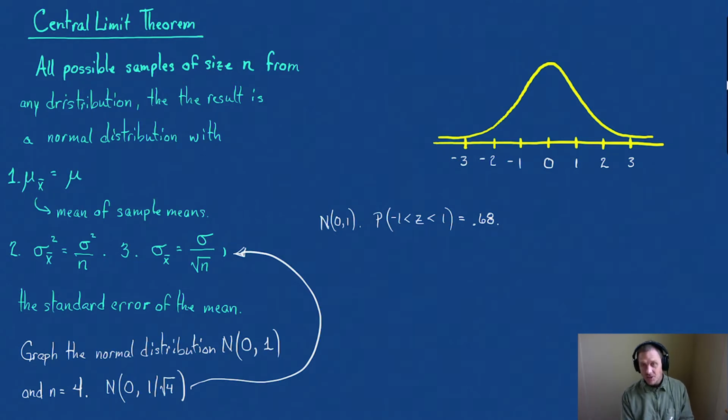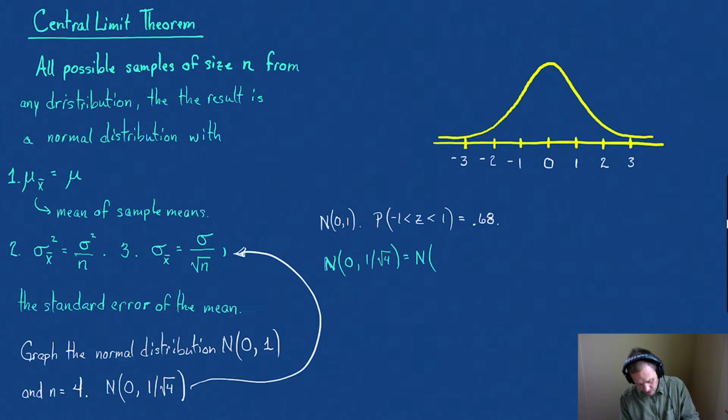Now, let's change it. What about the normal distribution that has a mean of 0, but the standard deviation now is 1 divided by the square root of 4? Well, the square root of 4 is 2, so let's think of it this way: normal distribution, mean of 0, standard deviation of 1/2.